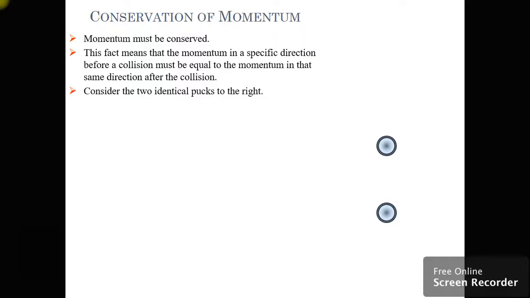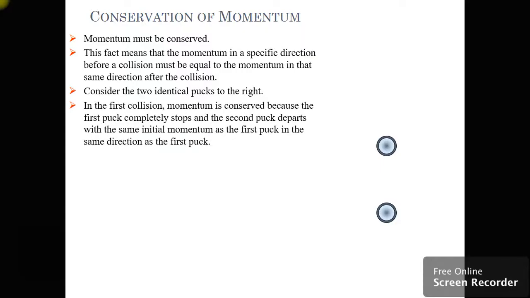There's two pucks at the right. In this first collision, momentum is conserved because the first puck completely stops and the second one departs with the same momentum as the first and in the same direction. So there it goes. That makes sense, yes?